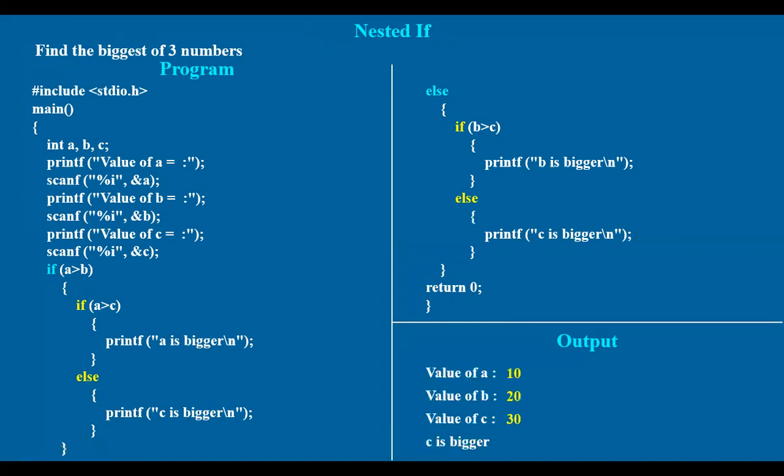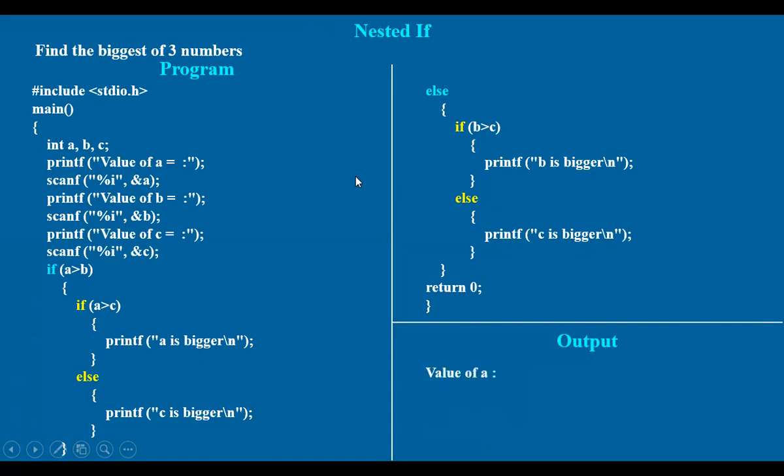What happens here? In this case, A is not greater than B, right? So this statement is false. So it comes here. B is bigger than A. This is where B is bigger. Now, B is compared with C. Is B greater than C? No, this is false. Then it comes to the else. C is bigger. This is printed here like this.